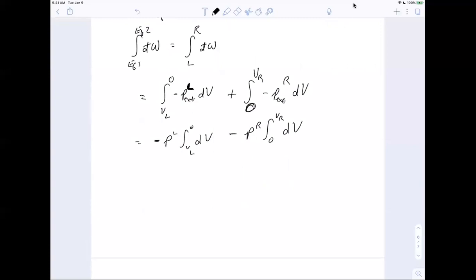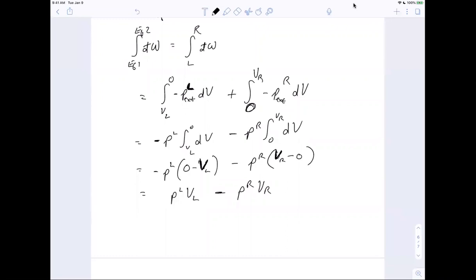Now we can do the integrals over the volume very easily because those are very simple integrals. So here we'll have minus P left times 0 minus V left. And here we'll have minus P right times V right minus 0. Okay, and this is a V, I have a U, this is a V. So this is just minus minus. This is P left times V left, and this is going to be minus P right times V right. Okay, and this arises because the pressures are constant on either side of the porous material.